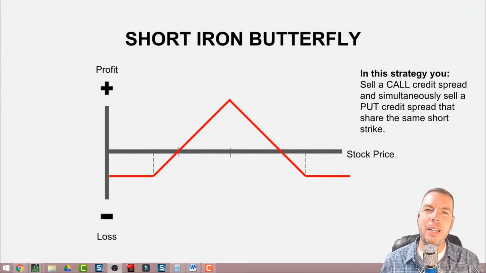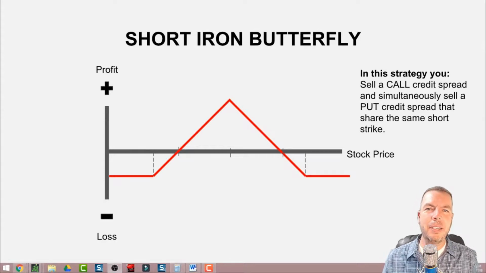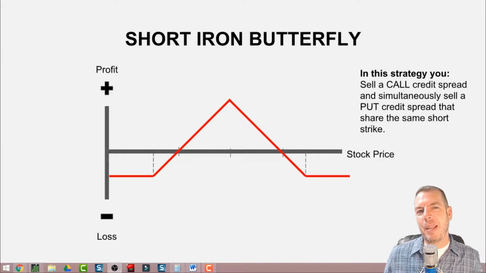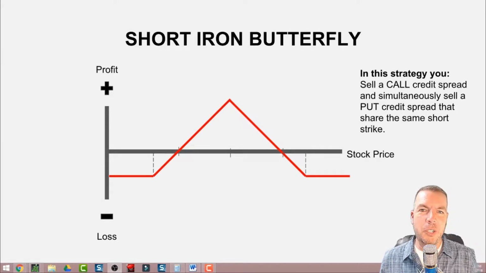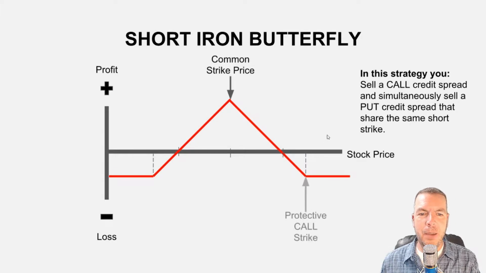Today we're talking about the short iron butterfly. So an iron butterfly basically is just selling a call credit spread and a put credit spread. It's basically the same strategy as selling an iron condor. But when you're selling an iron condor, you're selling those credit spreads far out of the money, whereas when you're selling an iron butterfly, you're selling them at the money. So that short strike price is sold at the money. So what am I talking about here? They share a common strike price.